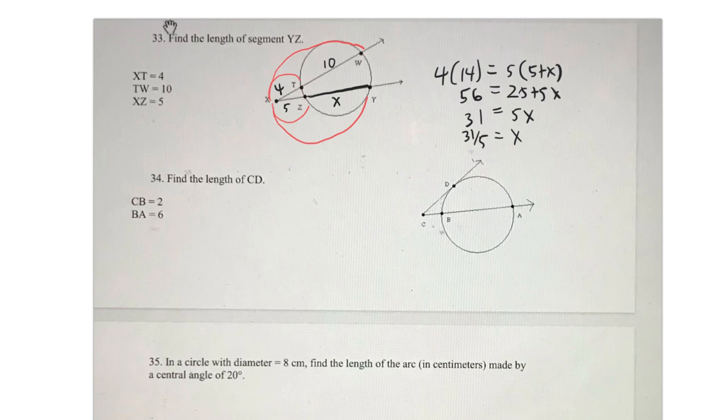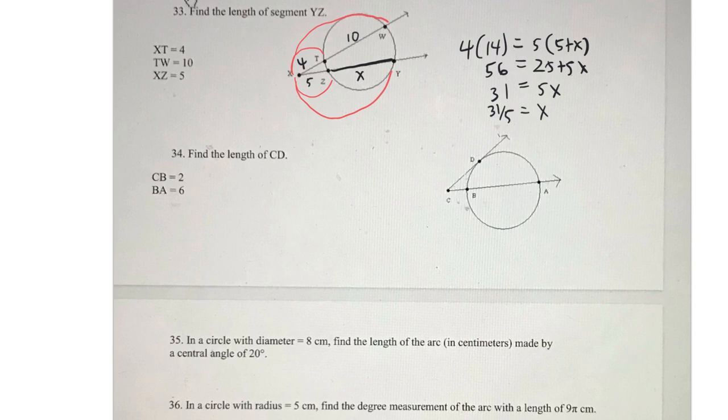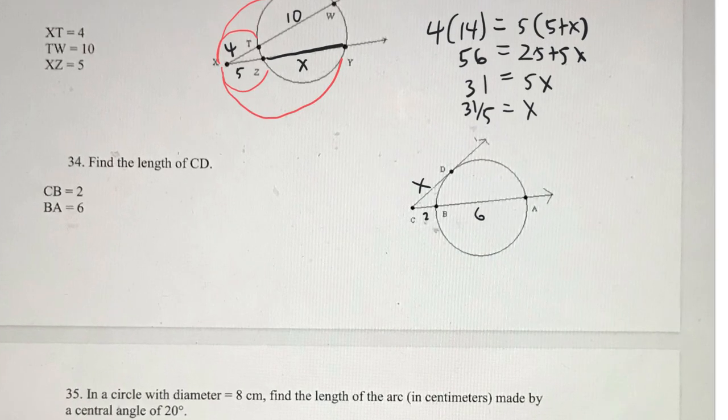which is like 6 point something. Okay, looking at the next one, CB is 2, so that's 2. BA is 6, and we want to know what this is. Well, it's really the same thing. If you think about it, it's kind of the same pattern, actually. It's going to be this thing times the whole thing is equal to this thing times the whole thing, which just happens to be itself.